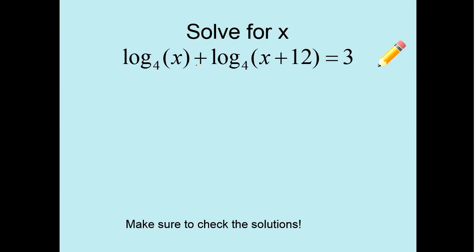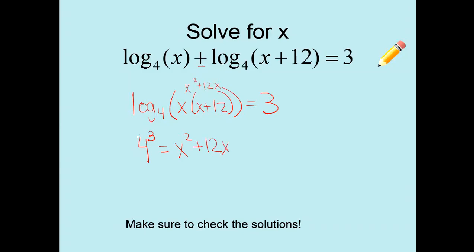And I notice that they are added together. So, adding, guys, remember properties, they relate to multiplication. So I can make this log base 4 of x times x plus 12, right? Equals 3. So ultimately, this is x squared plus 12x inside, right? Now, I can't get to these x's, so let's convert. 4 to the 3rd equals x squared plus 12x. 4 to the 3rd is 64, roughly?